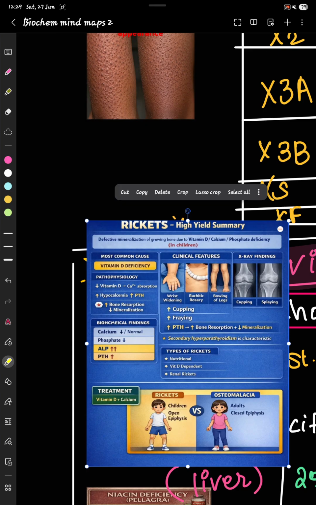Vitamin D or calcium deficiency in children causes symptoms of wrist widening, rosary, and bowing of legs. Parathyroid hormone is increased, bone resorption is increased, and mineralization is decreased, hence there is bowing of legs and widening of the wrist because of the pressure created on the weight bearing bones, right?